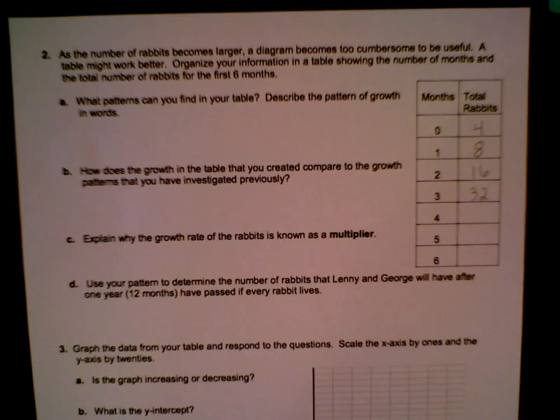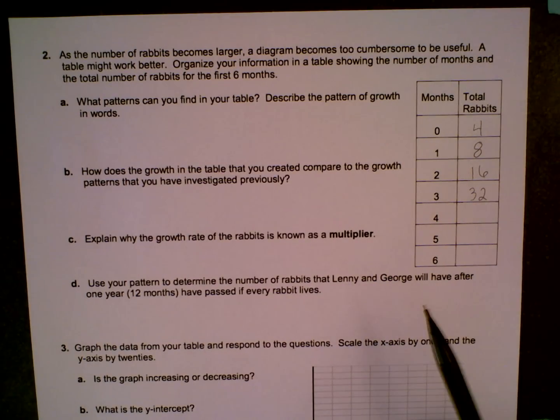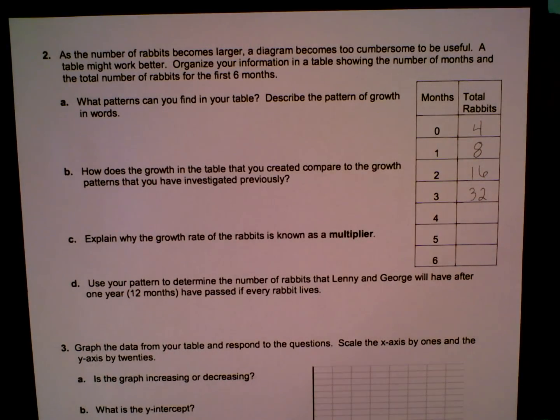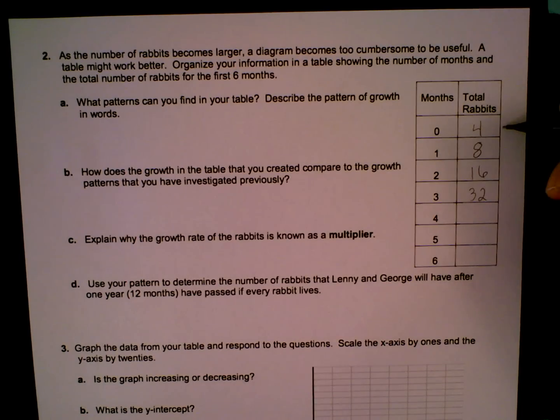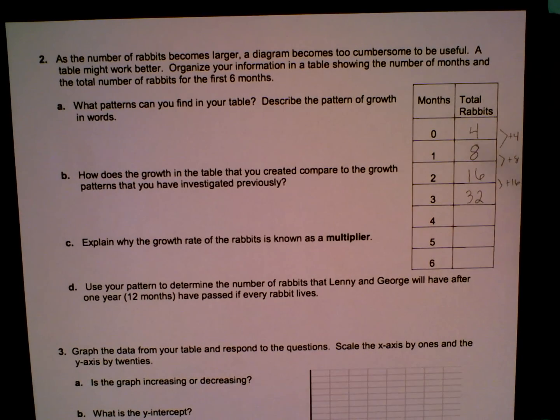Question A says, what patterns can you find in your table? Describe the pattern of growth in words. Question B says, how does the growth in the table that you created compare to the growth patterns that you have investigated previously? Well, if we look at question B, we were used to looking at this and seeing how much it increased by. Well, this increases by 4, this increases by 8, and that increases by 16. So we know because this number is not the same, it can't be linear.